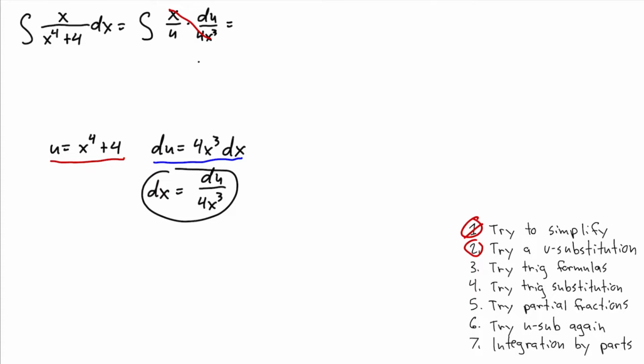And of course, there's a 4 right here. So we can take out that 4. It's just a constant we can factor out. And let's see what we have going on. So we have u x squared over du, underneath du.